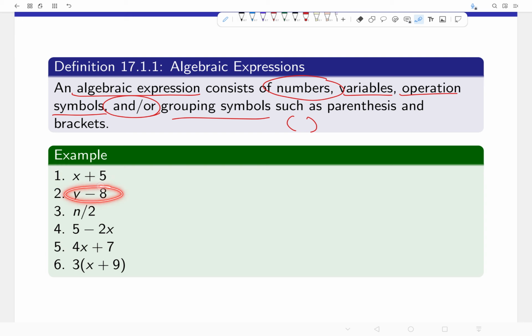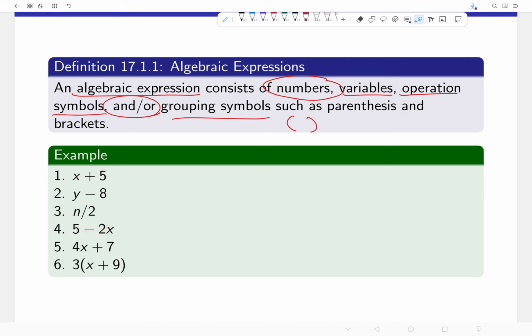This one is also an algebraic expression. We have a variable, a number, and an operation. This one is n divided by 2. So we have a variable, a number, and an operation. This one is also an algebraic expression because we have a number, a variable. We have operations here. Operations present here are subtraction and multiplication. So we have two.